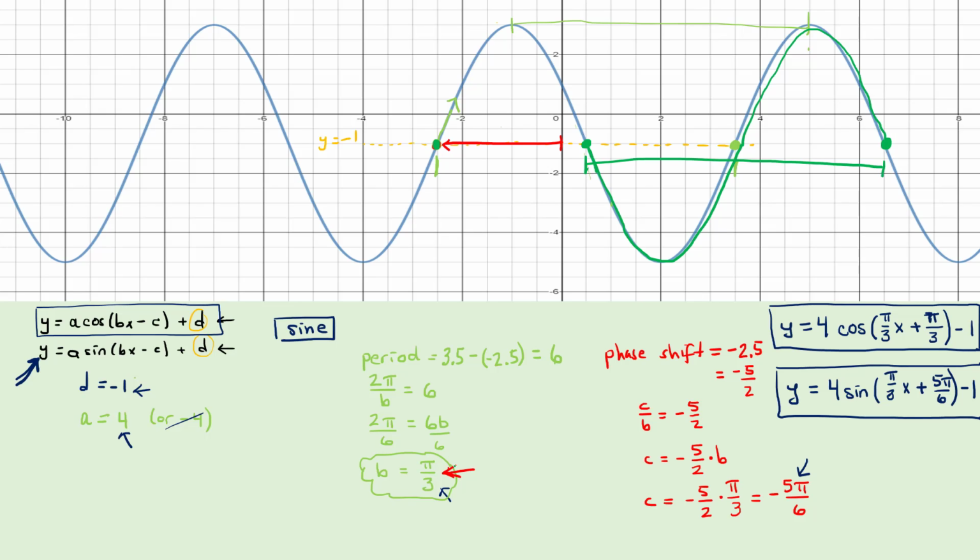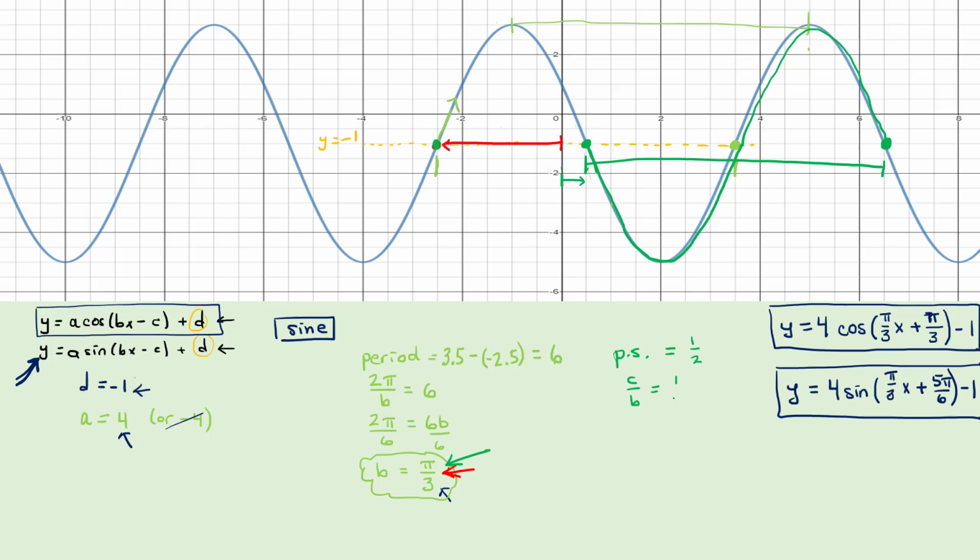Now that still has length pi over 3, but now the phase shift is different. So now our phase shift, we're thinking about going from here, right 1/2. So phase shift is positive 1/2. And phase shift is c over b. So c is 1/2 times b, or 1/2 times pi over 3, which is pi over 6.